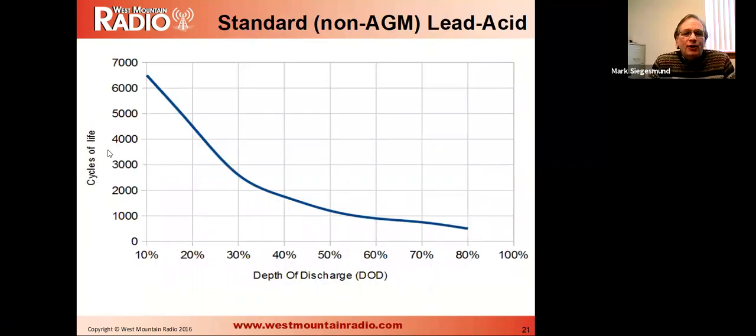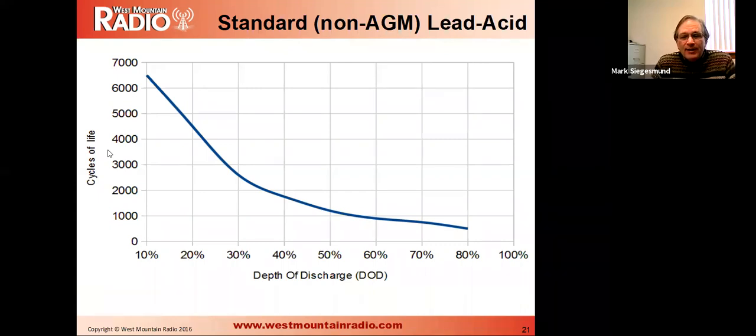This is a depth of discharge chart. This illustrates a little bit what I was just talking about. If you run your battery down to say 50% and then charge it back up again, run it down to 50%, charge it back up again, this chart shows you get maybe 1,200 cycles out of the battery, and then the battery's done.